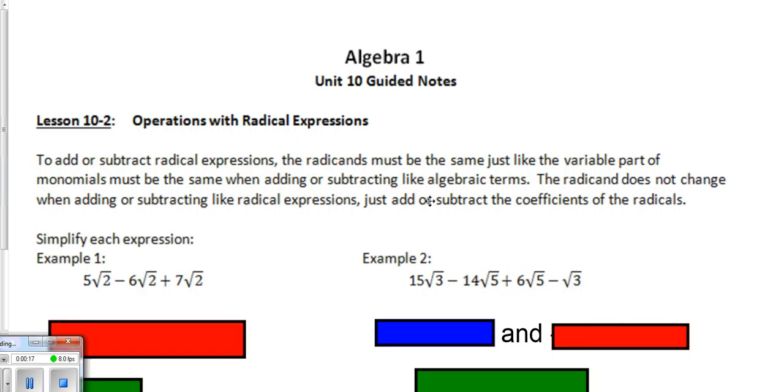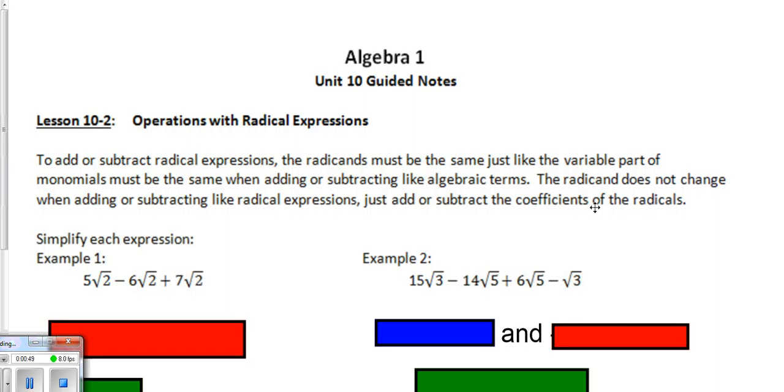By that we mean normally you can't add x terms with y terms. All the x's stay together, all the y's stay together. Well, same thing with square roots or our radical expressions. Square roots of 2 go with other square roots of 2's. You can't put them together with square roots of 3 because they're technically different numbers. The square root of 2 is a little bit smaller than the square root of 3, so we wouldn't combine those together. The radicand does not change when adding or subtracting like radical expressions.